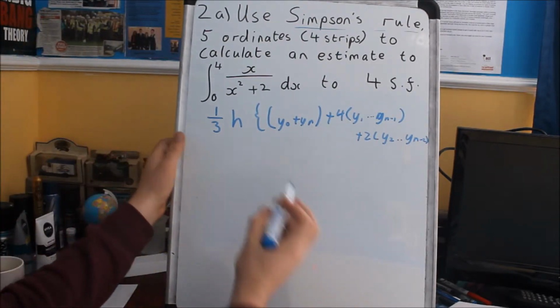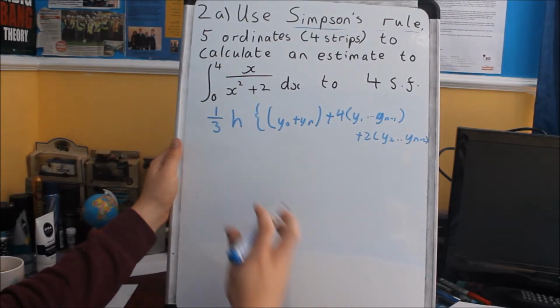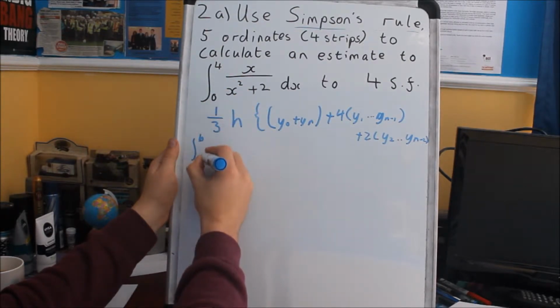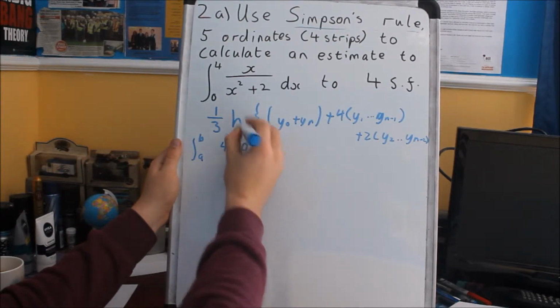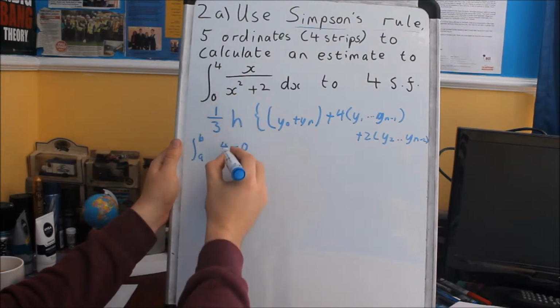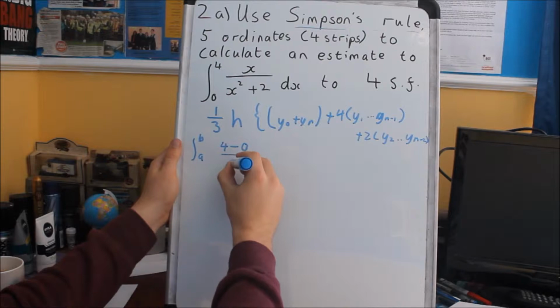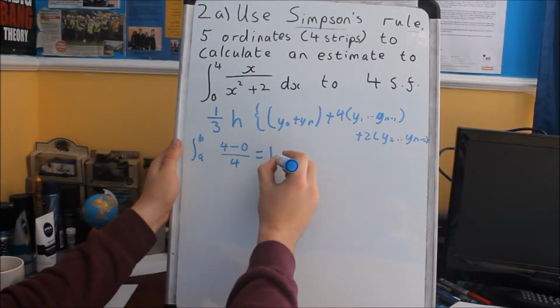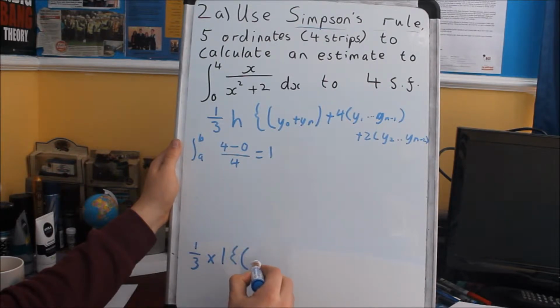First step with all of these sorts of things is to work out h, which is b minus a over n. You should know the labels at the beginning of an integral, with b at the top and a at the bottom. So it's going to be 4 minus 0, over n. N is the number of strips, and it tells you in the question, 4. So our h value is 1. So outside the final thing we're going to have a third times 1. Now the question is what goes inside the bracket.